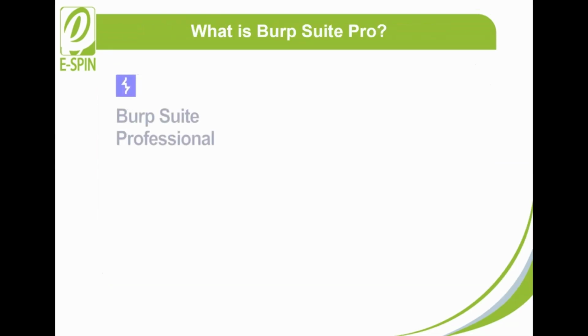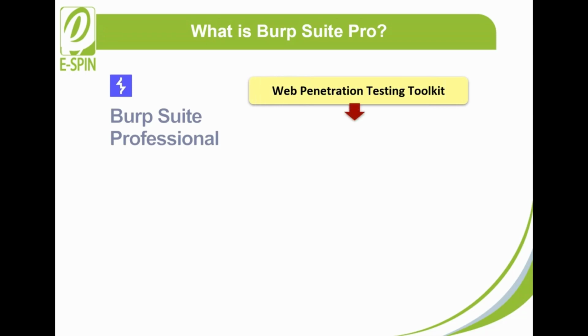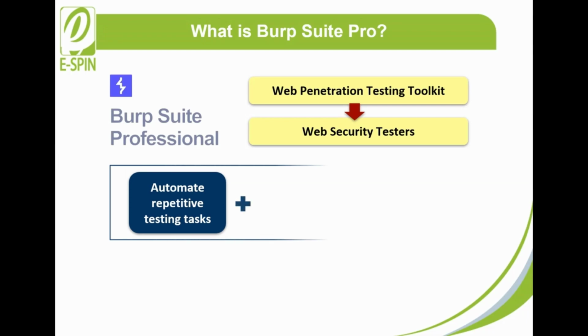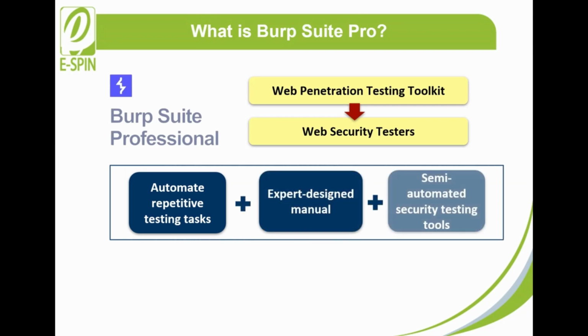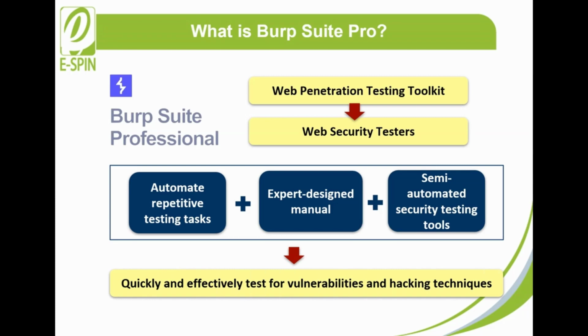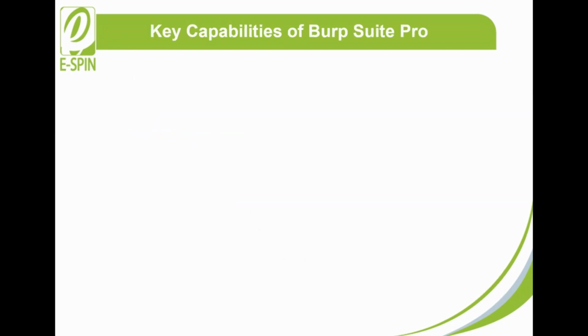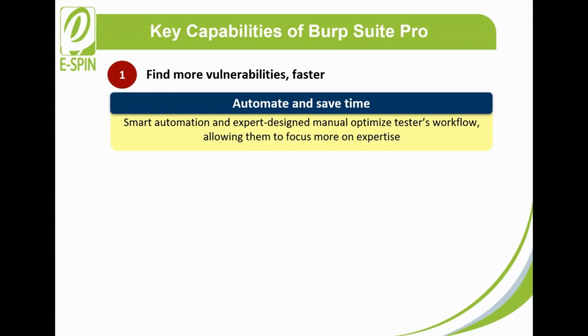What is Burp Suite Pro? Burp Suite Pro is a web penetration testing toolkit designed for web security testers. It combines automation of repetitive testing tasks with expert-designed manual and semi-automated security testing tools to quickly and effectively test for vulnerabilities and hacking techniques. Burp Suite Pro enables testers to find more vulnerabilities, faster. Burp Suite Pro incorporates smart automation and expert-designed manual tools that help save time and optimize testers' workflow, allowing them to focus more on their expertise.